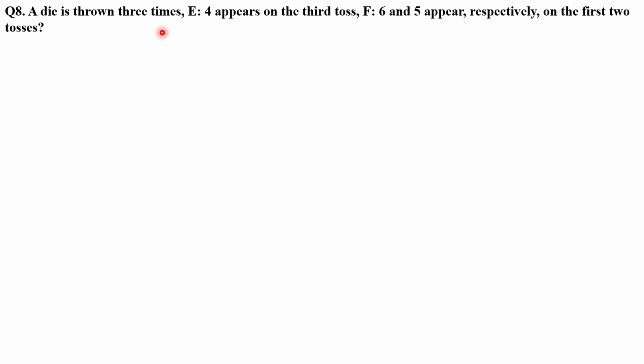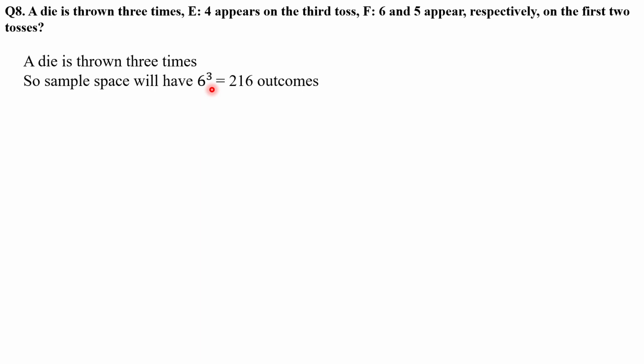So in case of a die, if we are throwing a die one time, then it will be 6 power 1. So sample space will be 6. Okay. If we are throwing the dice 2 times, then the sample space will be 6 power 2, that is 36. And in my case, I am throwing the dice 3 times. So the sample space will be 6 power 3. So this power will change according to how many times you are throwing the dice. So here 3, so I am taking 6 power 3, that is 216. If here it were 2, then I would take 6 power 2. Okay. So that's how we find the sample space.